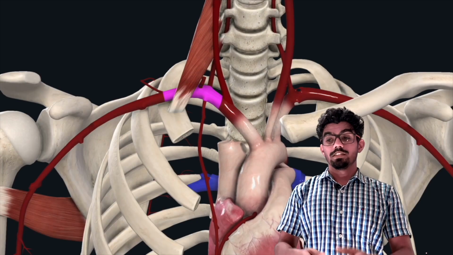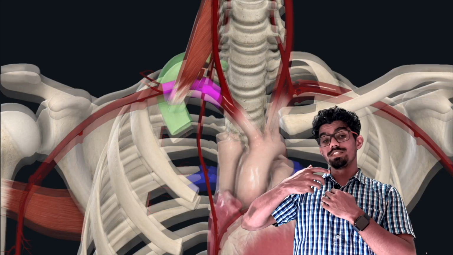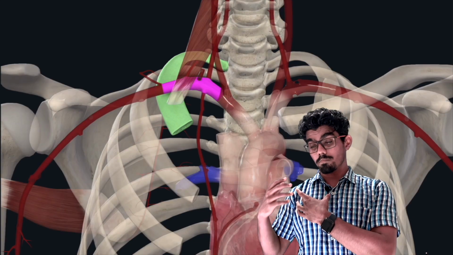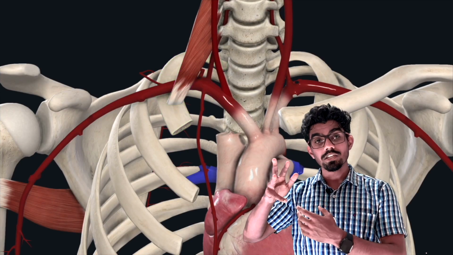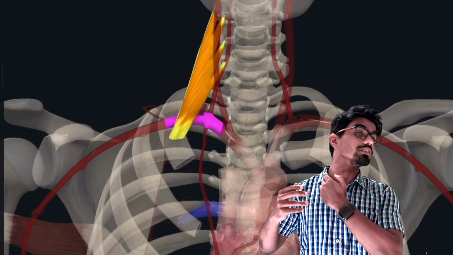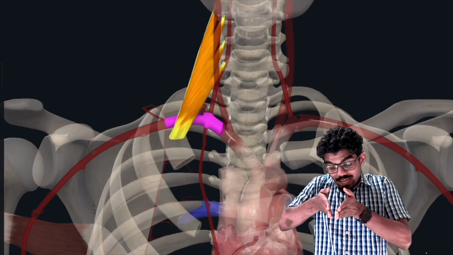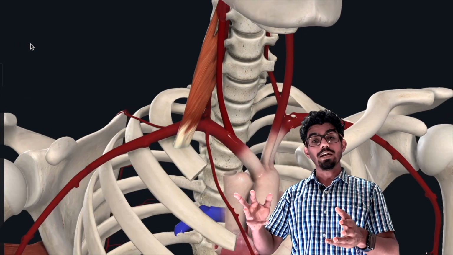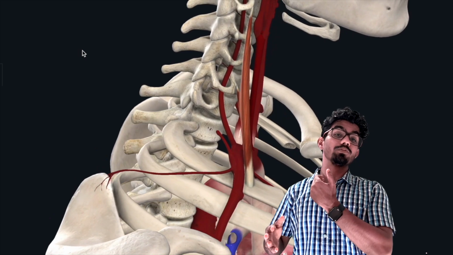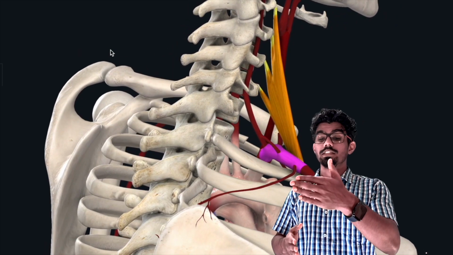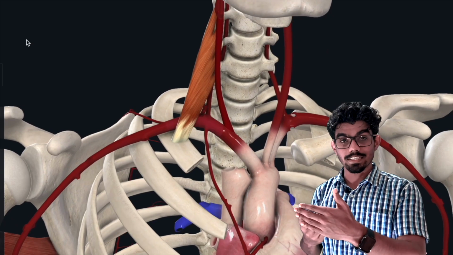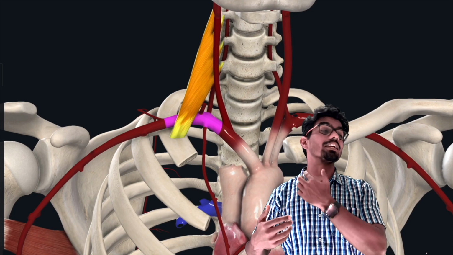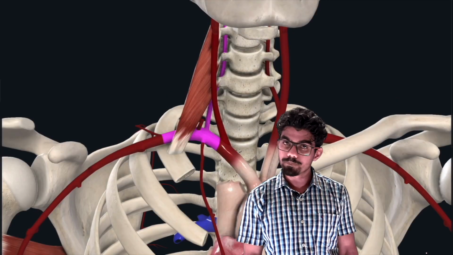Now look. The subclavian artery is from the origin to the outer border of your first rib. This portion of the subclavian artery is again divided into three parts with respect to a muscle called scalenus anterior. This scalenus anterior runs over the subclavian artery and divides it into three parts. The one which is medial to the scalenus anterior is called the first part. The one which lies just behind the scalenus anterior is called the second part, and the part which lies lateral to the scalenus anterior muscle is called the third part.